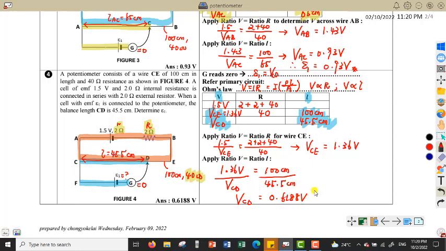0.6188 volt. So we understood that when G reads 0, E1 will equal VCD. So we can find our E1 because our E1 is equal to VCD. So the value will be 0.6188 volt. Okay, so we have determined E1.